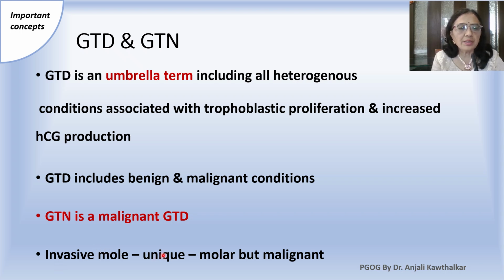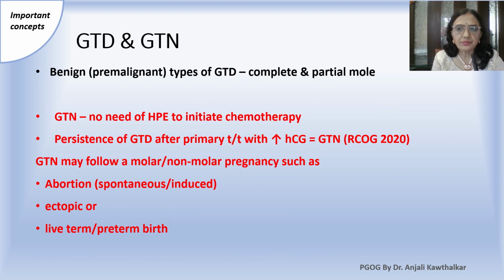Invasive mole is unique in the sense that though it is molar, histologically it comes under the umbrella of molar pregnancy, but it is malignant. That means it can invade. It has a property of invasion as well as a property for sending metastasis also, and that is why though it is molar, it comes under the umbrella of gestational trophoblastic neoplasm. Pre-malignant or benign types of GTD are complete and partial mole.